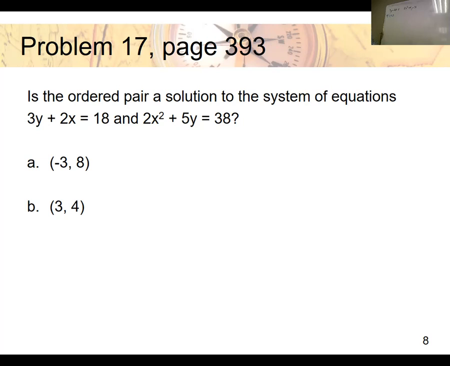So here we're going to substitute, and this is an ordered pair, so that means the first number in that ordered pair is your x. The second number is the y. So x will be -3 and y is equal to 8.